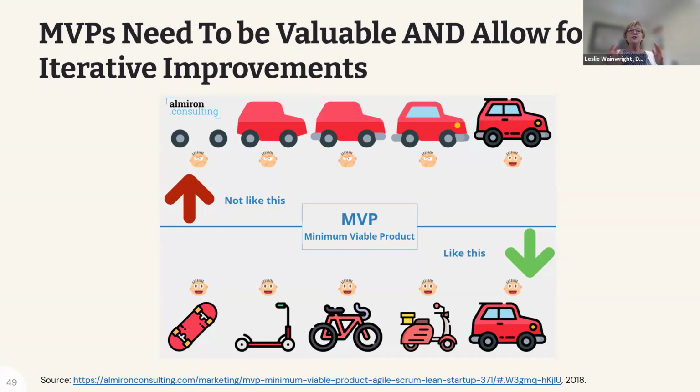Down below, the job to be done is transit. You start with a skateboard, then you go to a scooter, then you go to a bicycle. I'm a Vespa owner, so I love it when you get to the Vespa stage, and then you get to a car. At each stage, the job to be done is transit, but the mode of transit and the complexity of how you get from point A to point B is different. Next slide.